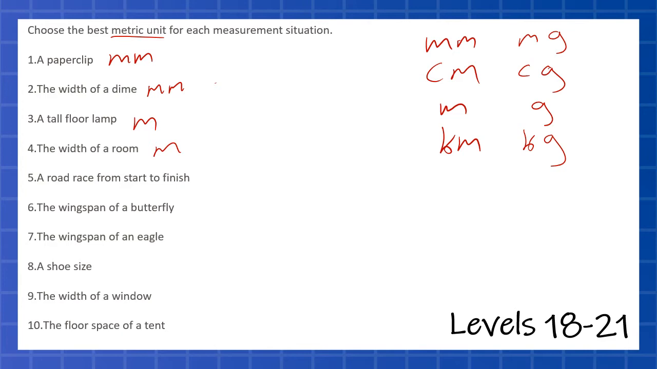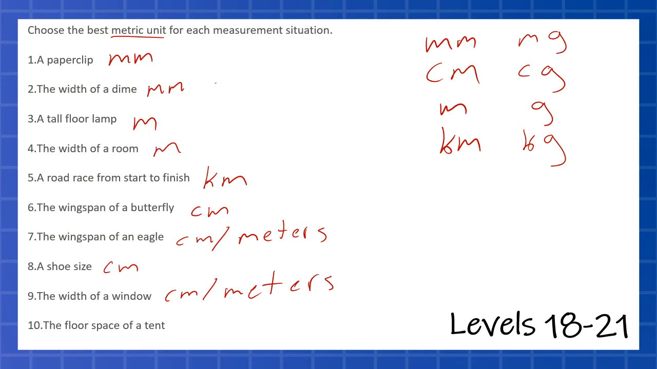usually. A road race, so if you're racing on the road, you would expect it's probably with cars or bikes, so we're going to say kilometers. The wingspan of a butterfly is probably in centimeters, probably fair enough. But you might even say an eagle is in centimeters or in meters. I think eagles can get pretty big, so I'm going to say maybe in some meters. Shoe size, a meter would be too big. Everybody has shoes that are less than a meter big, so we're going to say a little bit smaller, centimeters. The width of a window, again, a meter is probably too big to measure most windows, but there are some windows that it's not too big, so depending on the situation.